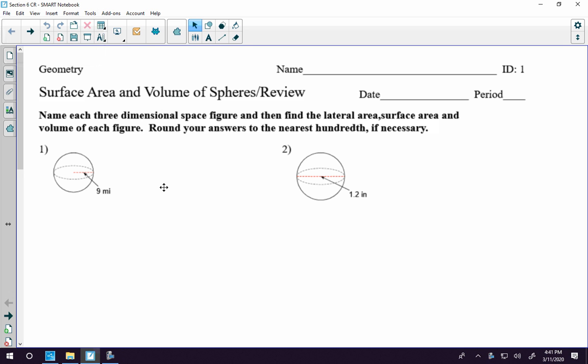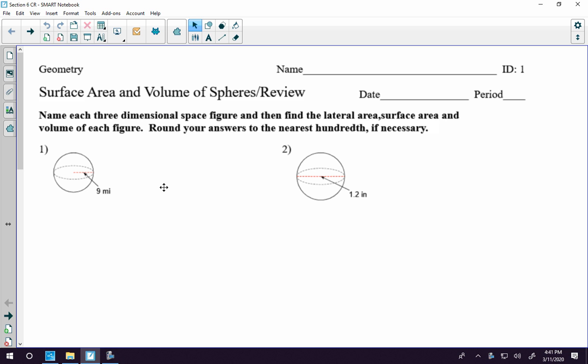Okay, guys, this is chapter 9, section 6, talking about the surface area and volume of spheres. First and foremost, spheres, i.e., basketballs, volleyballs, baseballs, softballs, tennis balls, golf balls.